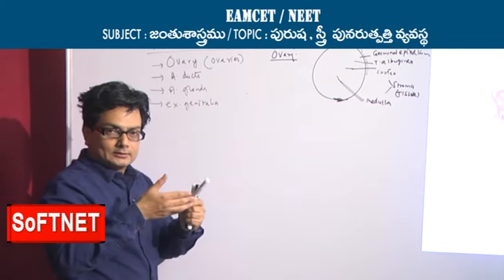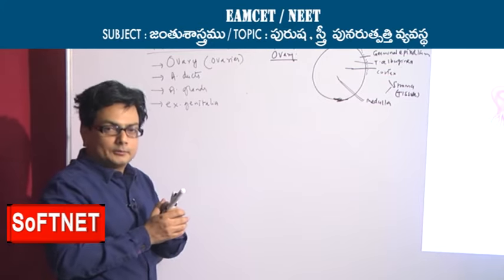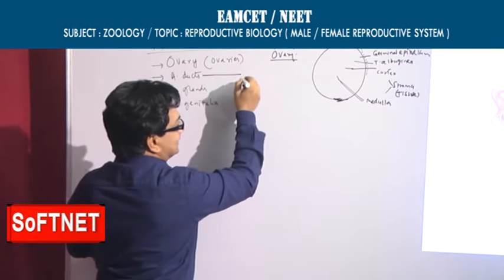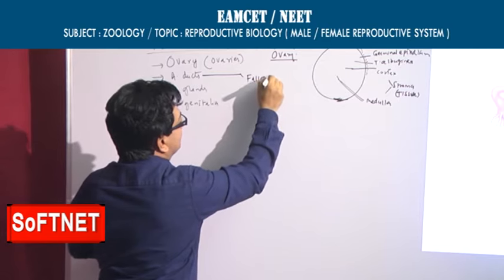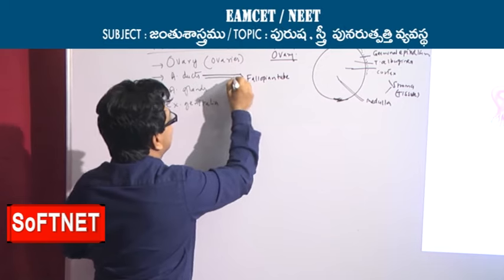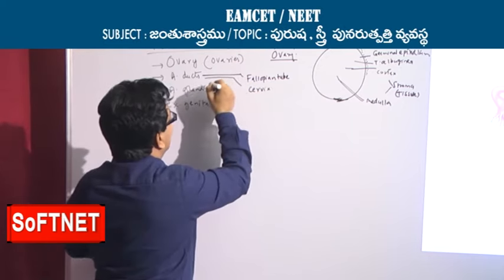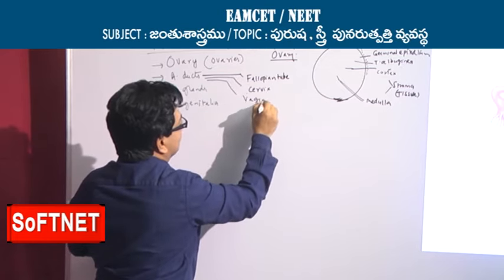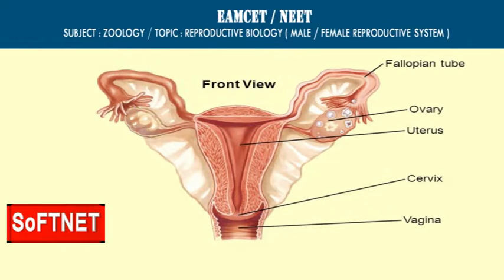Let's start the accessory ducts of the female reproductive system. When you study this topic, we start with the fallopian tube. After that, there is the cervix, the cervical canal, and then the vagina. So, let's study the fallopian tube on one side.